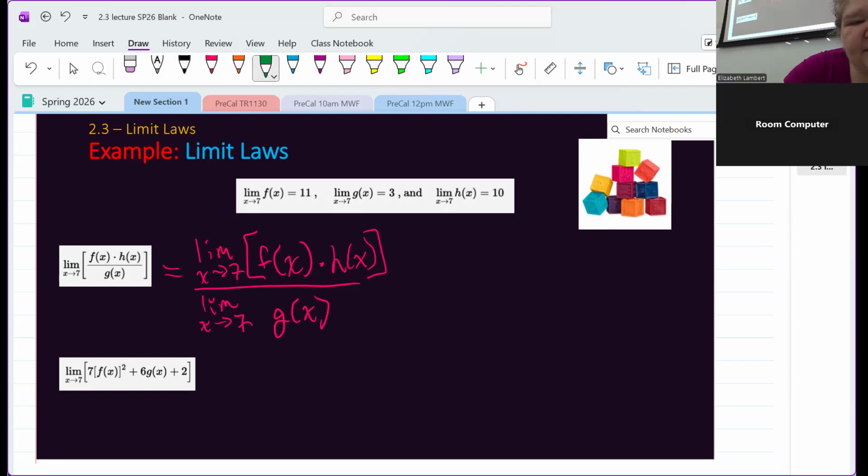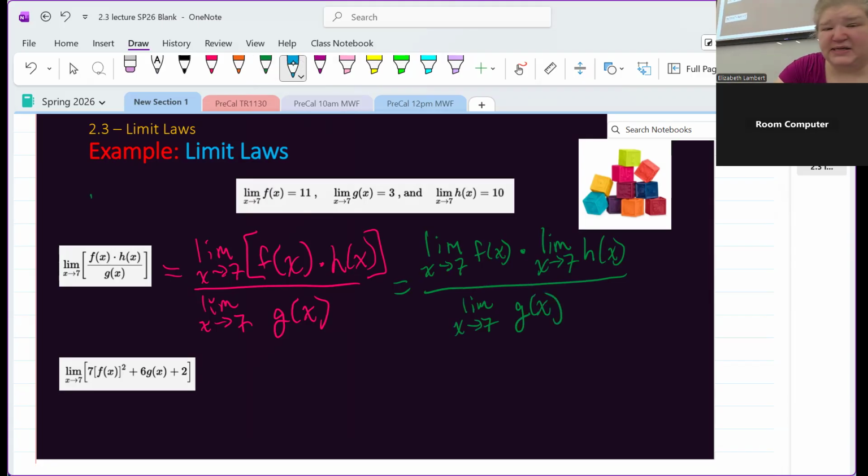But another one of our limit laws told us that we can distribute the limit across multiplication as well. So this becomes the limit as x approaches 7 of f of x times the limit as x approaches 7 of h of x, all divided by the limit as x approaches 7 of g of x.